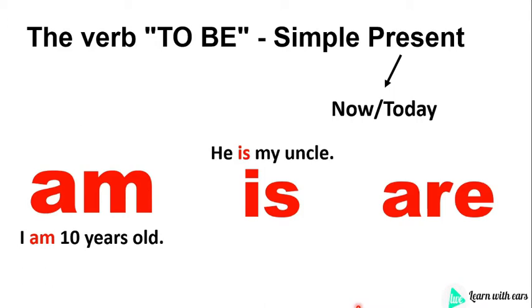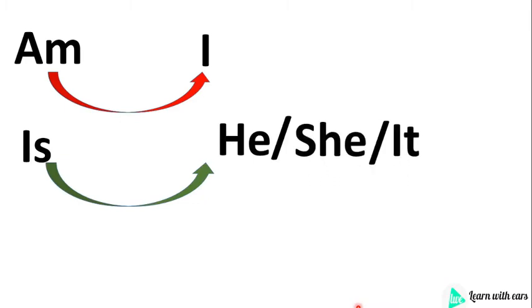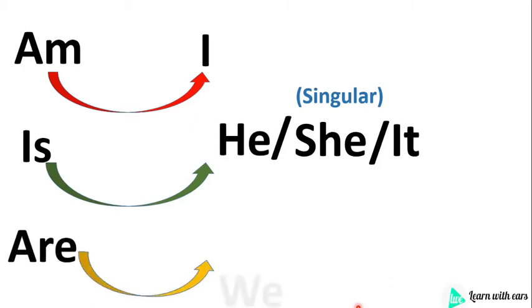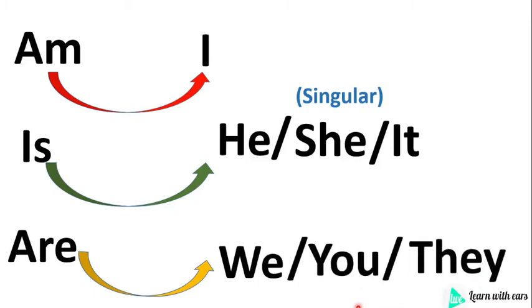Is. He is my uncle. We are friends. Am. We use am with I. Is. We use is with he, she, it. Okay? With singular subjects. We use are with we, you, and they. Okay? With plural subjects.